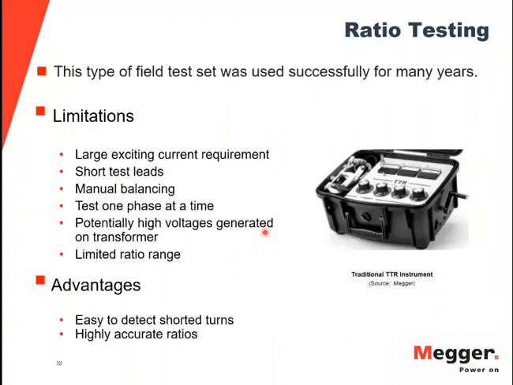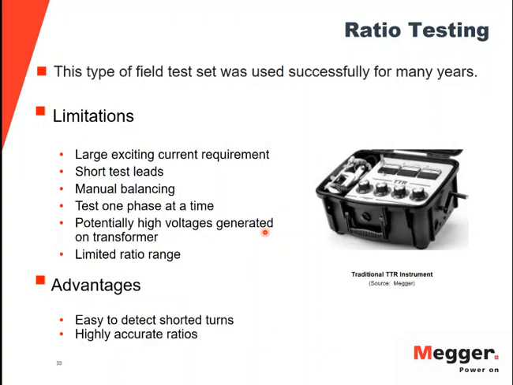This instrument was used successfully for many years, and the advantage of using that instrument is that it would provide a highly accurate ratio, and if there were any shorted turns in the winding, you would be able to detect that when you would hand crank the turns ratio meter. So those were some of the advantages of the unit.